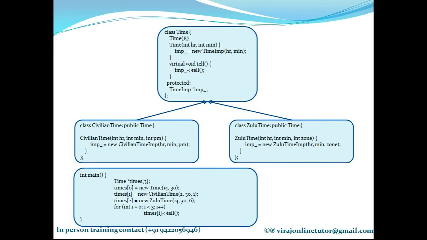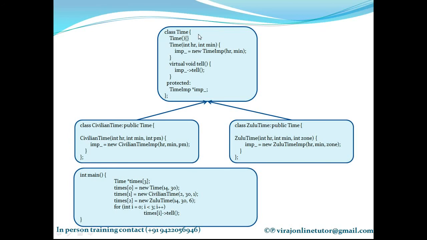Now that I have created a hierarchy of implementation, let's create a hierarchy of interfaces. So I have a class called time here, which is the base interface class. What is it doing? It is accepting hours and minutes as parameters and it instantiates the time IMP class. This time is a base class of the interface hierarchy.